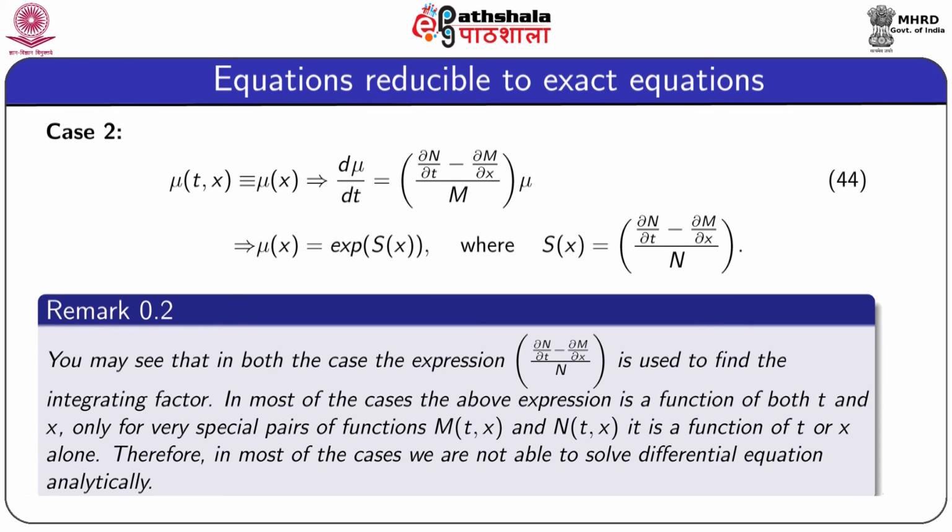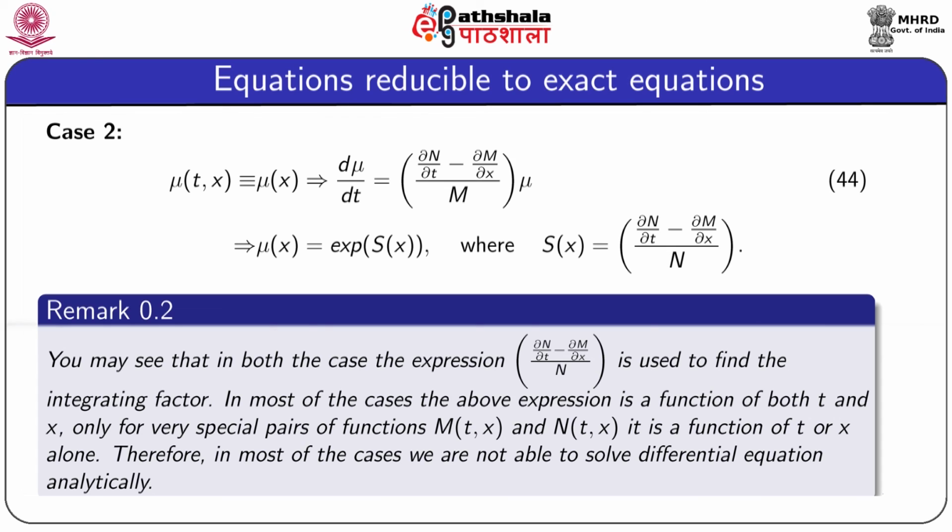And in case 2, we can take mu(t, x) as a function of x only, which is given by mu(x), and which implies d mu/dx is equal to (∂n/∂t minus ∂m/∂x) divided by m multiplied by mu, which implies that mu(x) is exponential of some function S(x), where S(x) is equal to (∂n/∂t minus ∂m/∂x) divided by m.